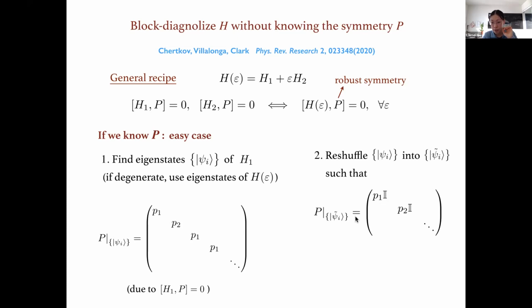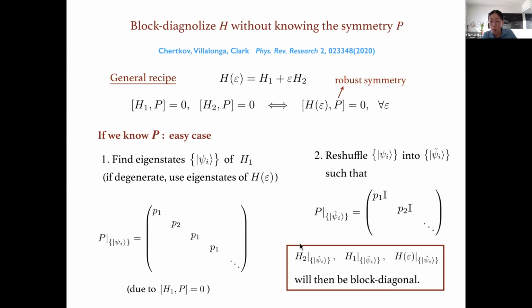Okay, so right now this P is still a diagonalized form, but it looks better because all the same eigenvalues are grouped together. And from the knowledge of linear algebra, we will know that under this new set of bases, H2 will also be block diagonalized because H2 commutes with P. So we're basically using P as an intermediate medium to block diagonalize H1 and H2 simultaneously. So this is the easy case when we know exactly what P is.